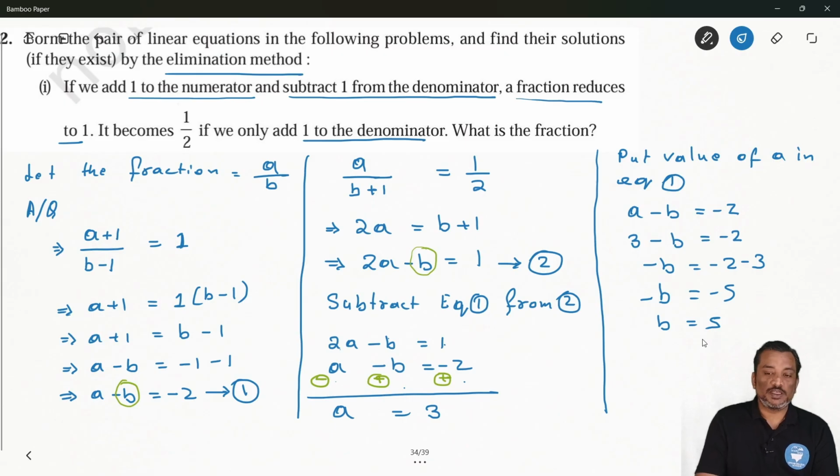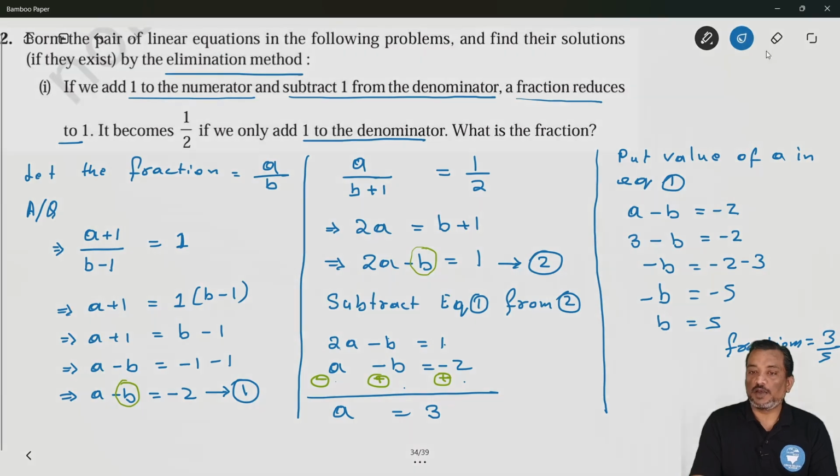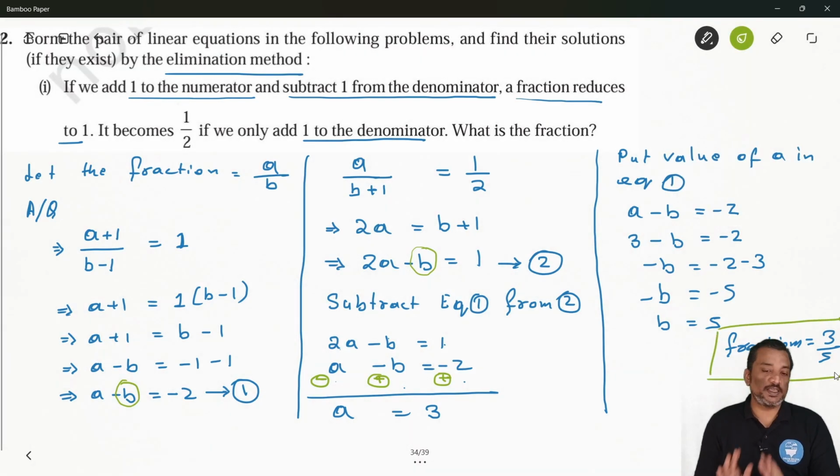ठीक है, तो ये आपका आ गया. So fraction is equal to, fraction आपका क्या हो गया, 3/5. ठीक है, ये आपकी आंसर हो गया. ठीक है, क्लियर है ना. इजी वे में हमने किया, कोई डाउट नहीं, कुछ भी नहीं, ये आसानी से हमने कर लिया. सो दैट वे वी विल डू दिस टाइप ऑफ क्वेश्चन.